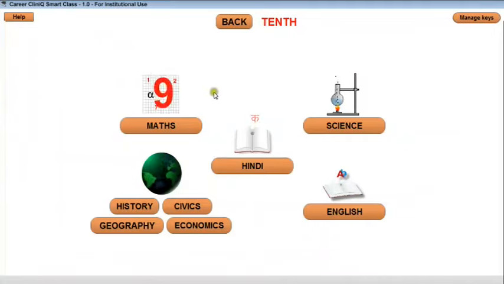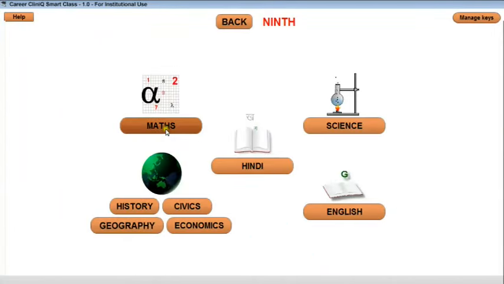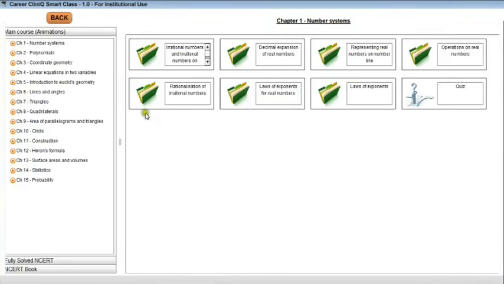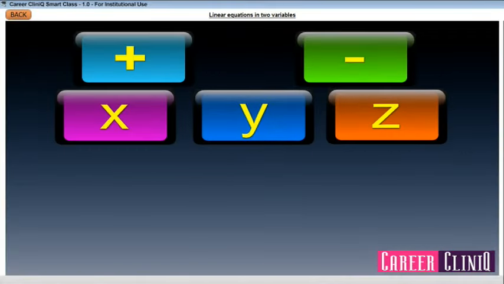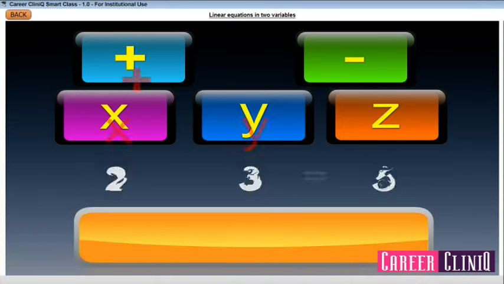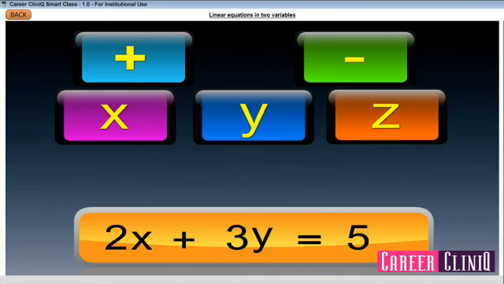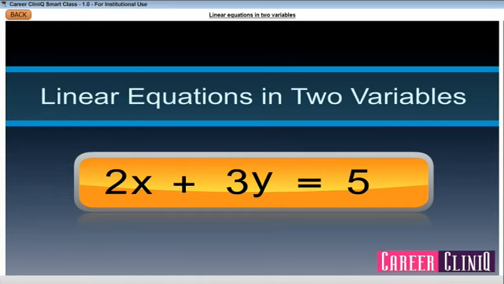And we go back again and we come to, let's say, class 9, and let's see a maths chapter. You see the chapters again on the left hand side and the videos on the right hand side. Let's say we pick any of the chapters, say linear equations in two variables, and we open up the first chapter.